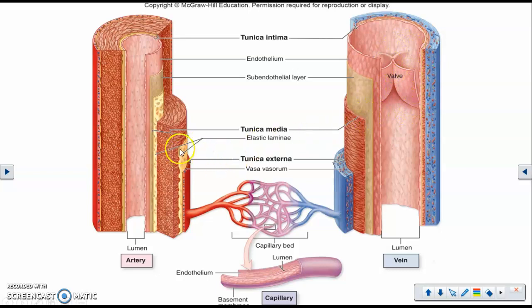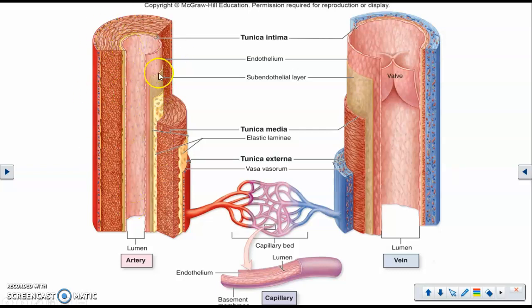The other thing is this thing called elastic lamina. Elastic lamina is made of elastic fibers. The function of this in the artery is to transfer pressure. So when your heart beats, it creates a pressure wave. And the way that arteries distribute blood throughout your body is they transfer that pressure by this expansion and this rebound motion of your arteries.